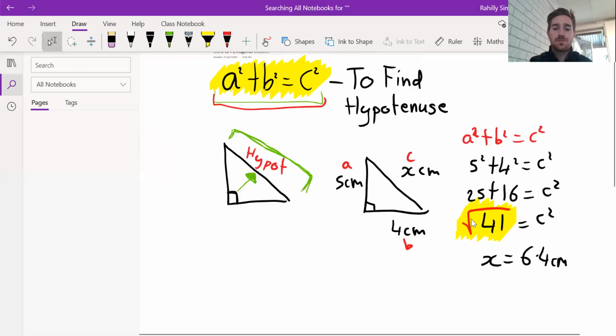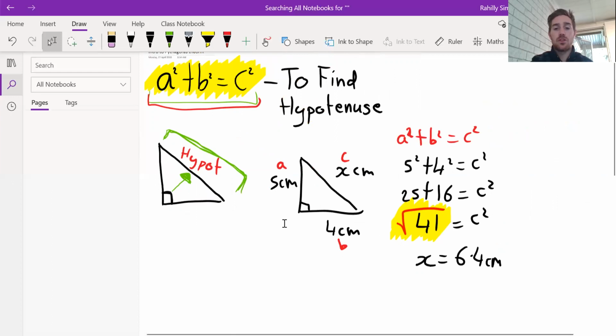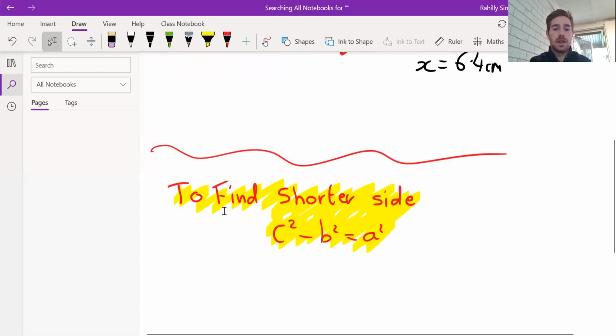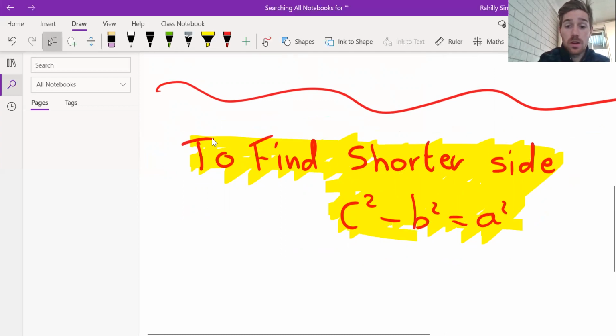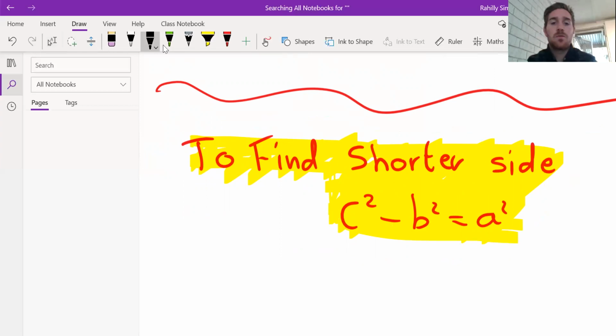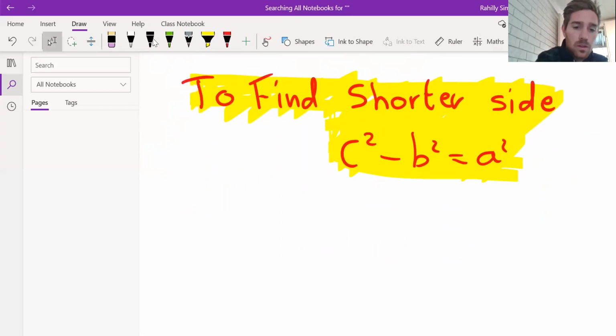Now we're going to move on to finding the shorter side. Okay, so we worked out how to find the hypotenuse, that's a squared plus b squared. Now we're looking at how to find the shorter side. It's very, very similar. In fact, we're using pretty much the same rule, we're just working backwards. And I'll explain what I mean when I draw this example.